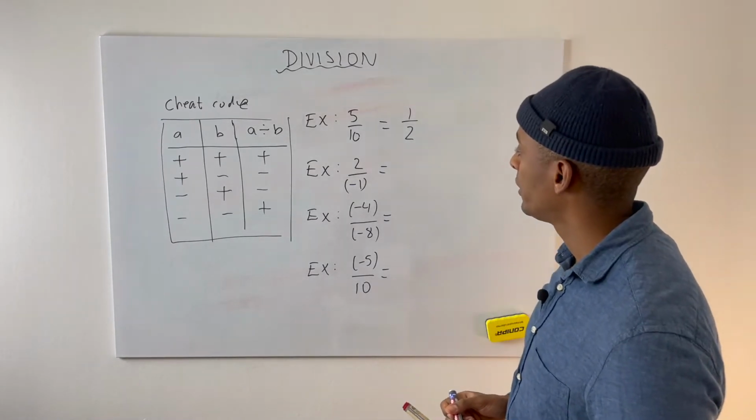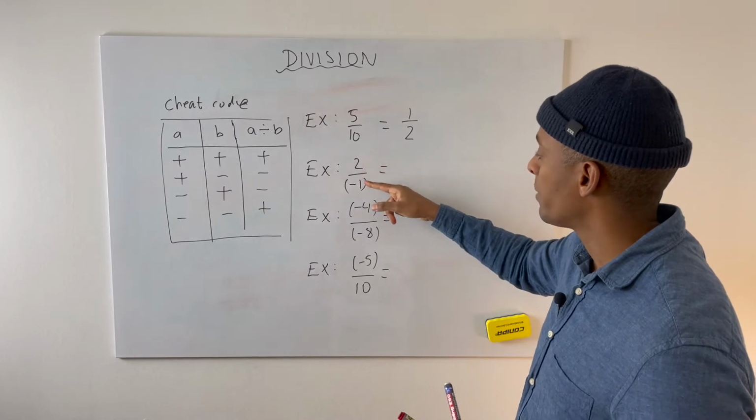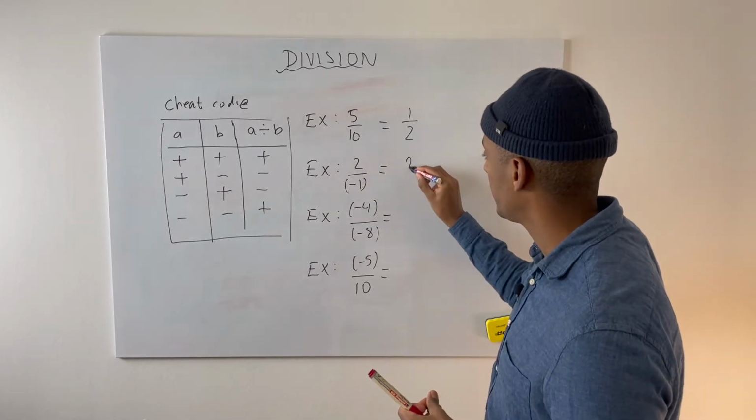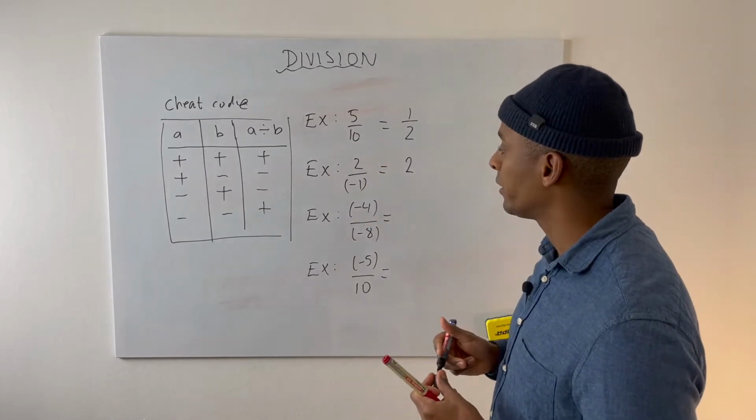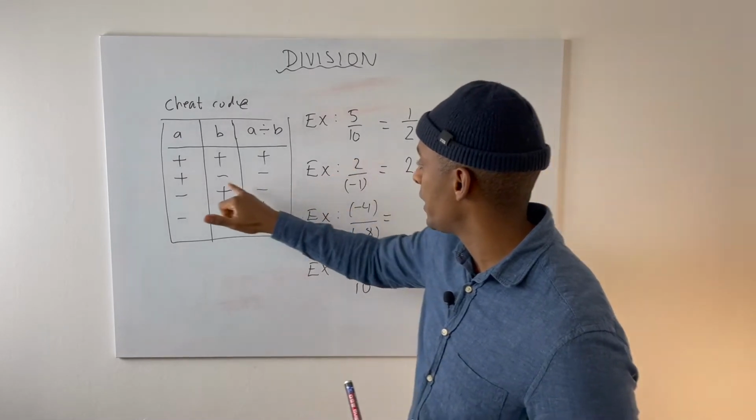Here we have 2 divided by 1, which is 2. But now we're going to look at the sign here. We have that 2, the A, is positive.